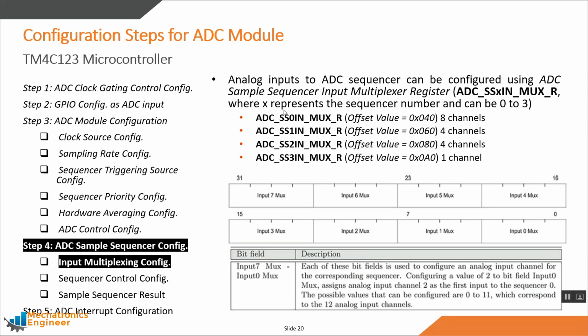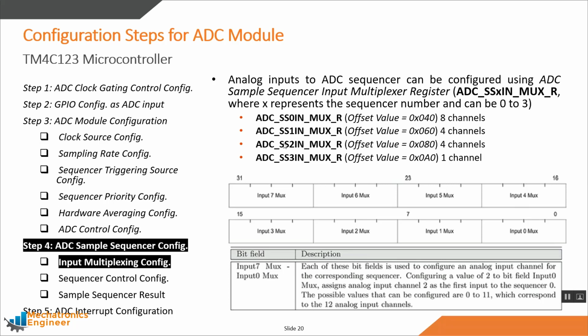It is important to note that sample sequencer 0 can be configured for up to 8 analog channels, sample sequencer 1 can be configured for 4 analog channels, and sample sequencer 3 can be configured for only 1 channel. As we discussed earlier, there are 12 analog inputs, so we can only configure a value from 0 to 11. This image shows the register configuration for sample sequencer 0 because it can configure 8 analog input channels. So this register has been divided into bit fields of 4-bit values that can contain a maximum value of 11.